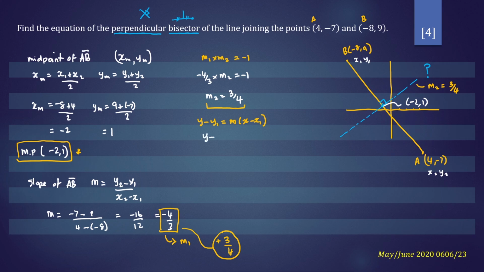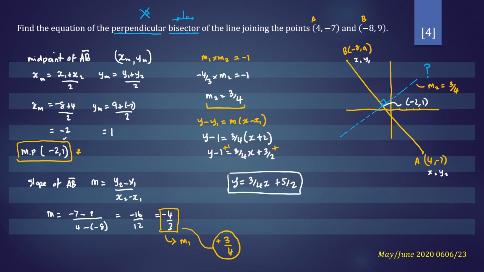So what we then have is y minus y1, and we can use the midpoint, equals m, which is the slope, 3/4, times x minus -2 from the midpoint. So that would become +2. That simplifies to y minus 1 equals 3/4 x plus 3 on 2. Add 1 to both sides. So your final equation would be y equals 3/4 x plus 5 on 2. So this is the equation of your perpendicular bisector here.